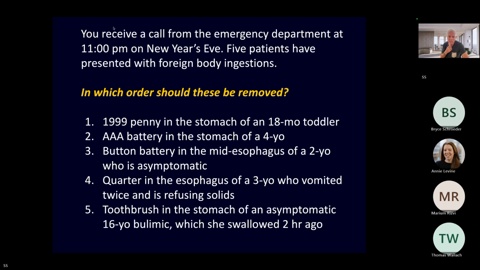Number 1, a 1999 penny in the stomach of an 18-month-old toddler. 2, a AAA battery in the stomach of a 4-year-old. 3, a button battery in the mid-esophagus of a 2-year-old who was asymptomatic. 4, a quarter in the esophagus of a 3-year-old who vomited twice and is refusing solids. And 5, a toothbrush in the stomach of an asymptomatic 16-year-old bulimic, which he swallowed 2 hours ago.